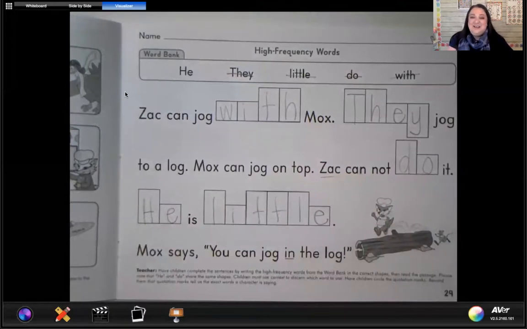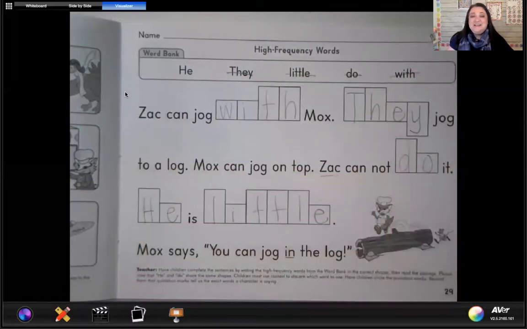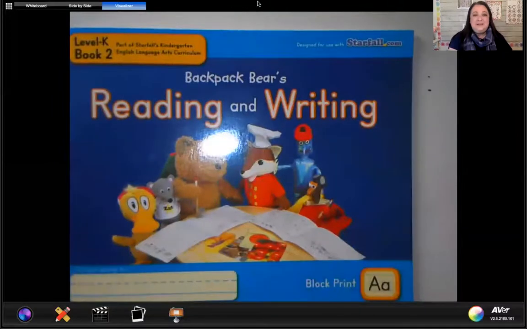So great job, everybody. Practice reading these sentences on your own and see if you can give it a try just by sounding out and doing your very best. If you ever get stuck, you can always ask an adult to help you, okay? All right, I'm going to go ahead and close my book and I'm going to stop sharing my screen.